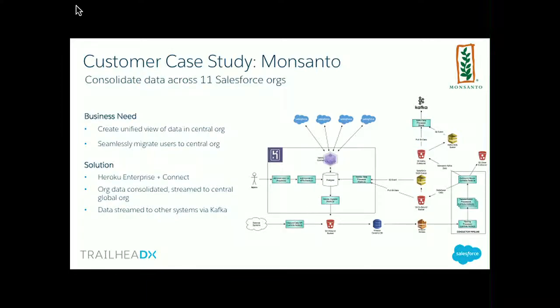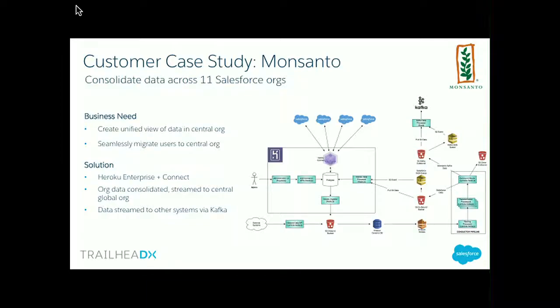One is the need to have some common, holistic view across all of these orgs. And the other one that happens sometimes is the desire to have everyone move into a central org. Both of these applied to our friends at Monsanto.